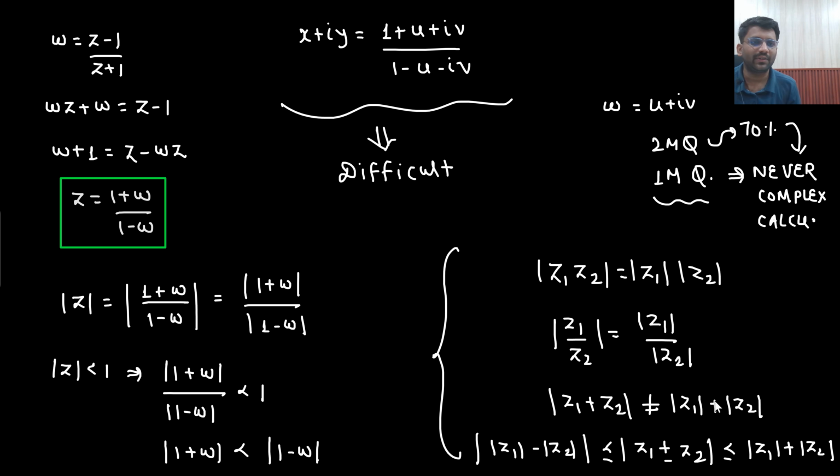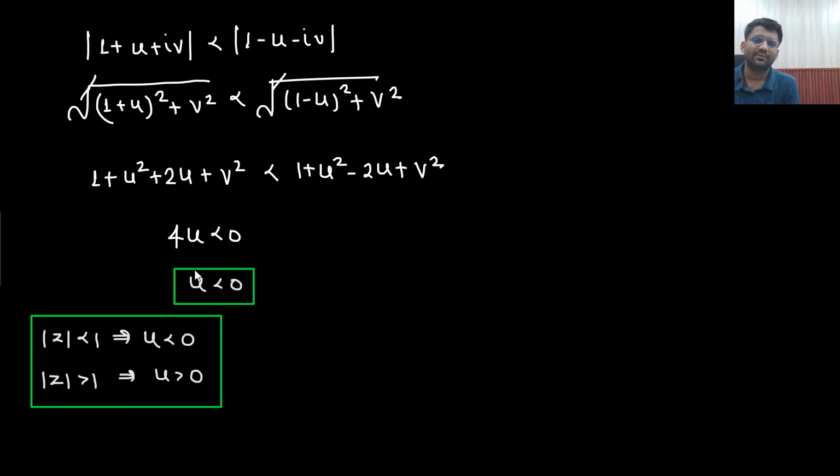They will struggle here. It will not click that, sir, I am able to find z. Let's do mode of z less than 1, mode of z greater than 1. That will not click for a lot of students. If it clicks, then job done. u less than 0, u greater than 0. Then you will be able to see.